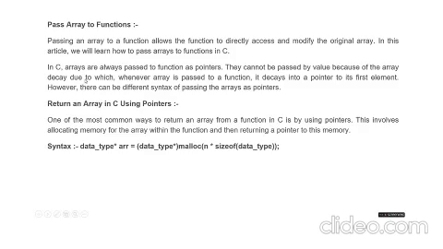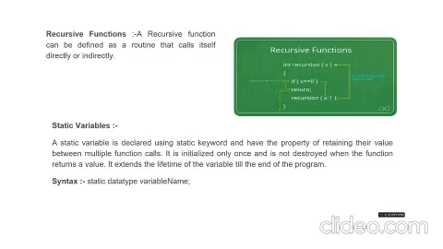Returning an array in C using pointers. One of the most common ways to return an array from a function in C is by using pointers. This is the way of returning arrays. Recursive function. A recursive function can be defined as a routine that calls itself directly or indirectly. A recursive call is nothing but calling a function within the function. Static variable. This is the way of declaring a static variable. Static means it retains its value until the end of the program.